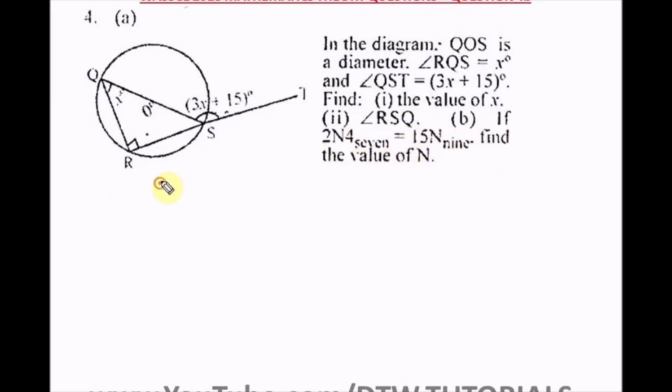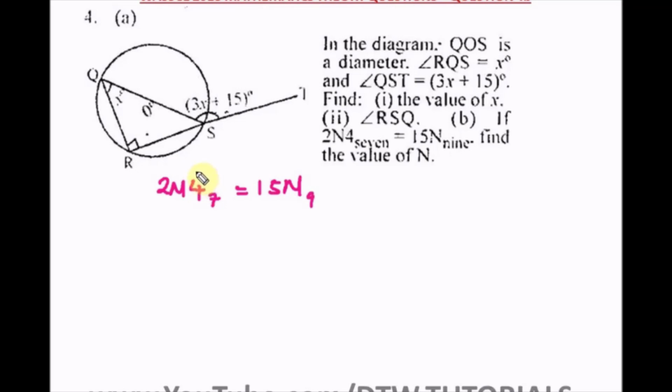Okay, so we have here 2n4 base 7 is equal to 15n in base 9. We are to find the value of n. I hope you remember number bases. So all we need to do is on this side convert base 7 to base 10, and on this side convert base 9 to base 10. Then we can equate them since both will now be base 10, so we can resolve this question.